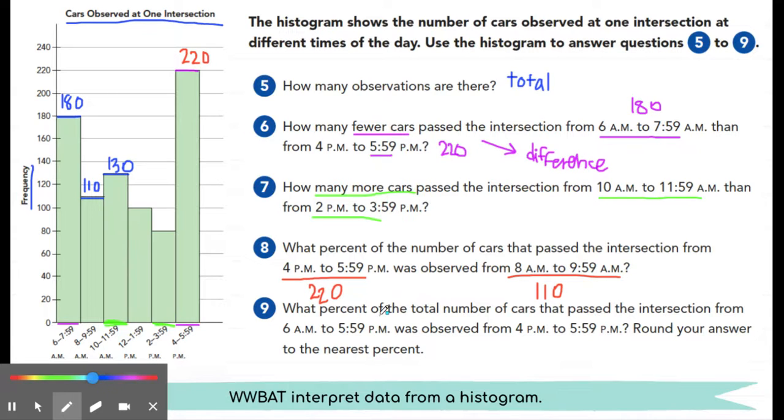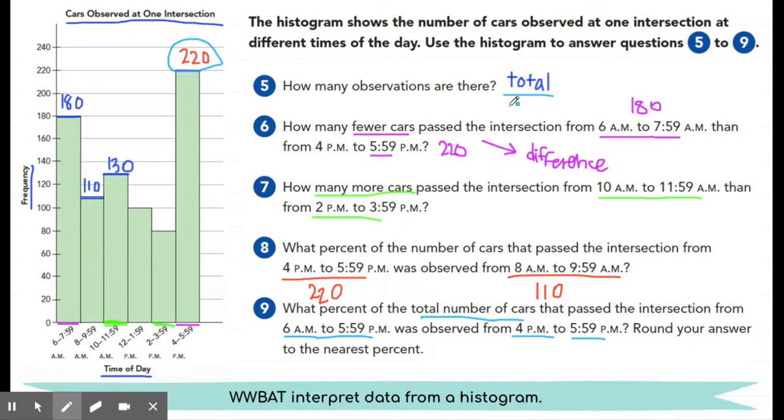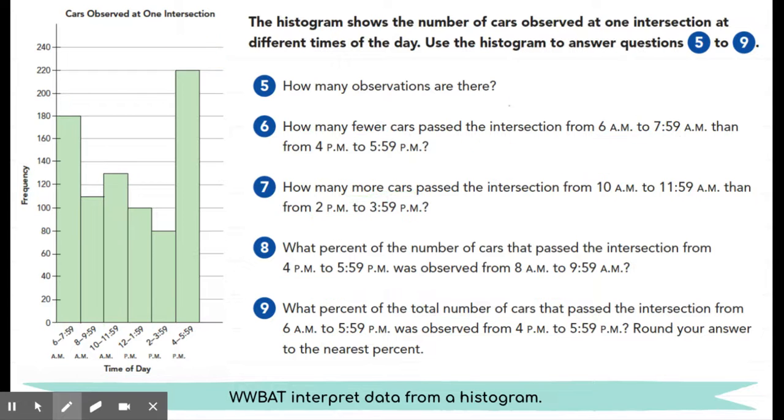And the last question is about the same. What percent of the total number of cars, so that's the answer from your number 5, that passed the intersection from 6 a.m. to 5:59 p.m. was observed from 4 p.m. to 5:59 p.m.? So 220 is what percent of the total? I'm going to pause the video right here, and once you're done, you can continue with the rest.